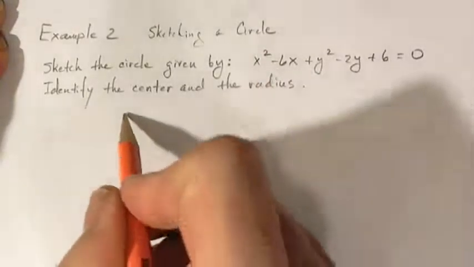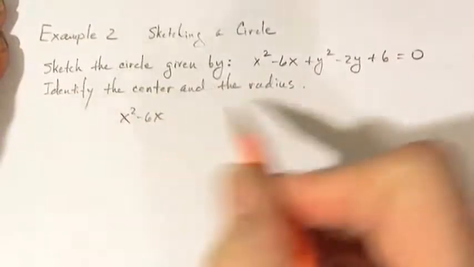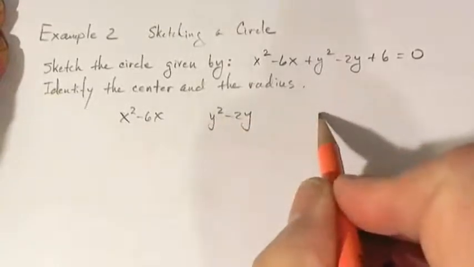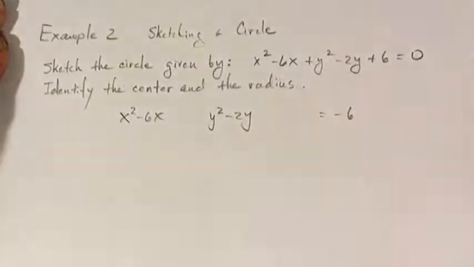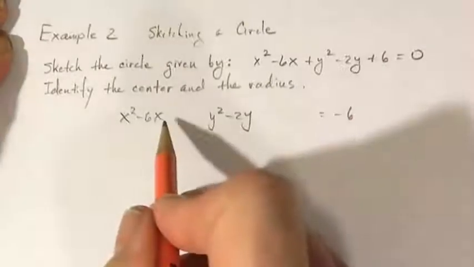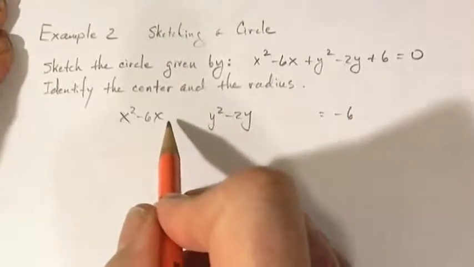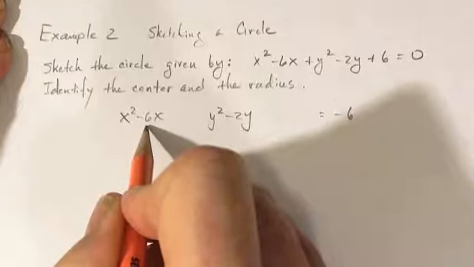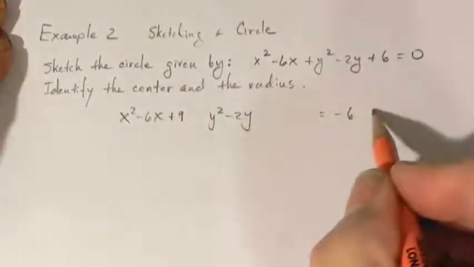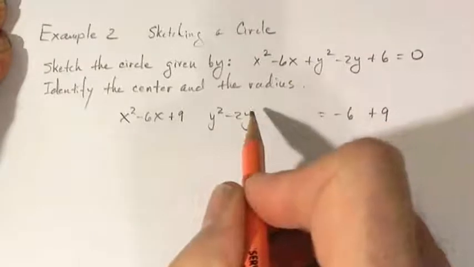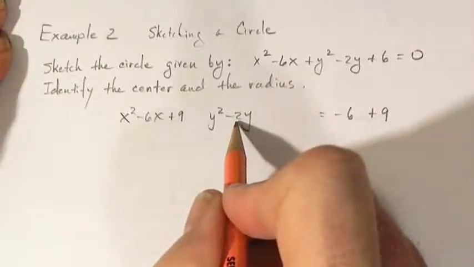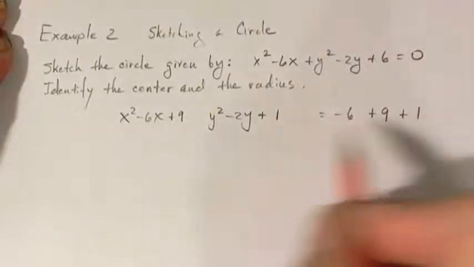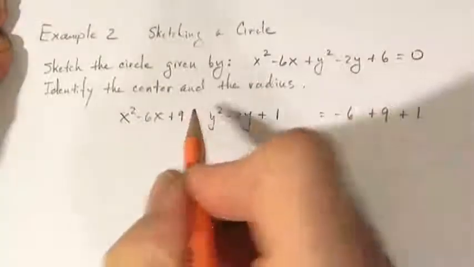Let's get the x squared minus 6x together, the y squared minus 2y together, and let's put the minus 6 on the other side of the equation. Now we're going to do something I know you love doing, which is to complete the square. Take the 6, divide it by 2 is 3, and square it, plus 9 to the other side of the equation. Take the 2, divide it in half, and square it. That's plus 1.